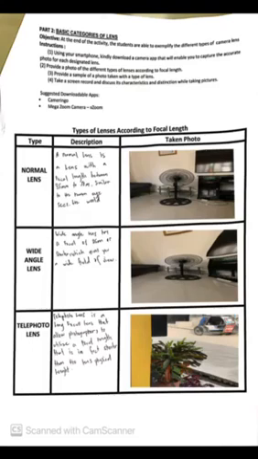A wide-angle lens has a focal length of 35 mm or shorter, which gives you a wider field of view. The wider your field of view, the more of the scene you'll be able to see in the frame.